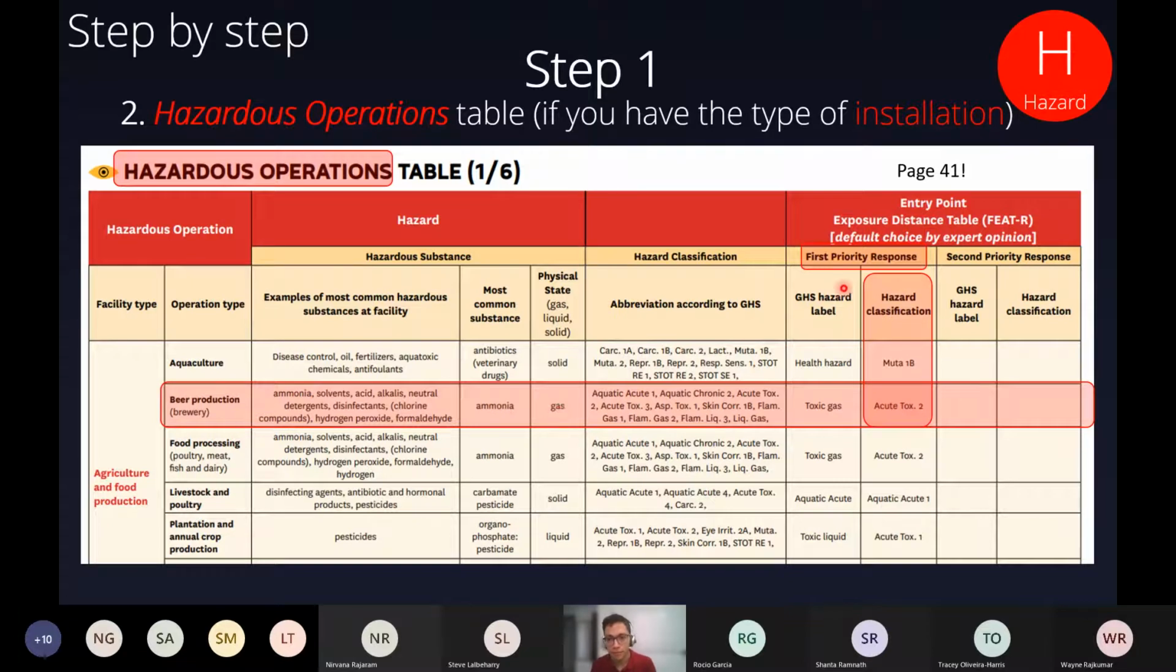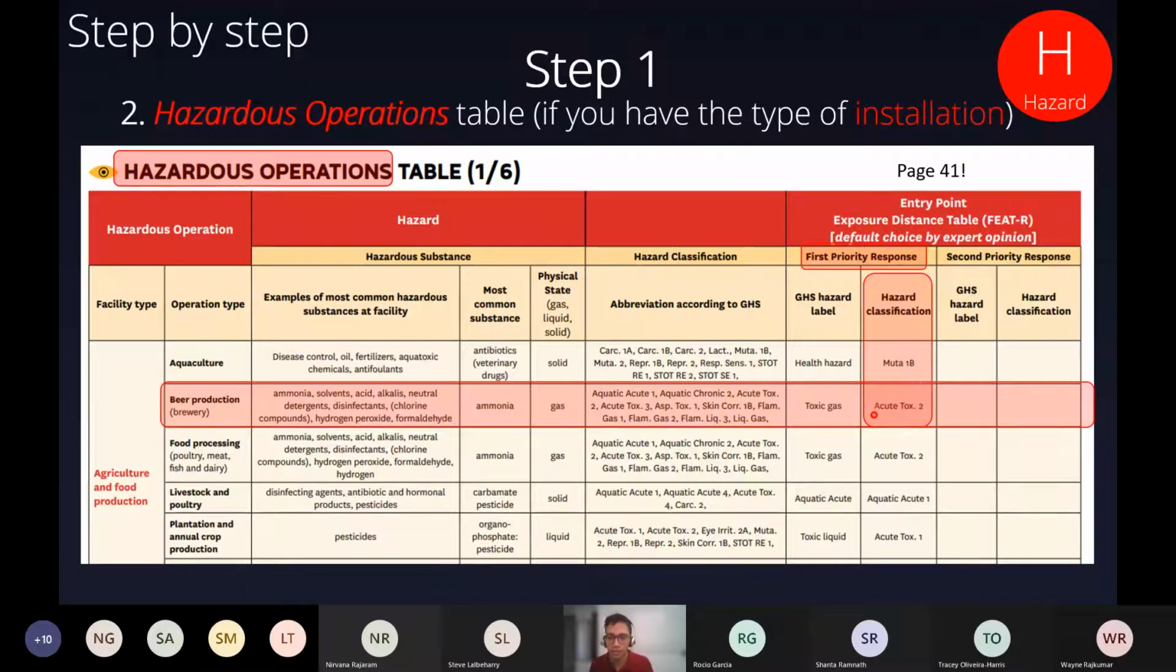And then you will get from here again the hazard classification for the first priority and the second priority. In some cases you only have the first priority, according to the characteristics and most needs for this specific response. So you would write down acute tox 1.